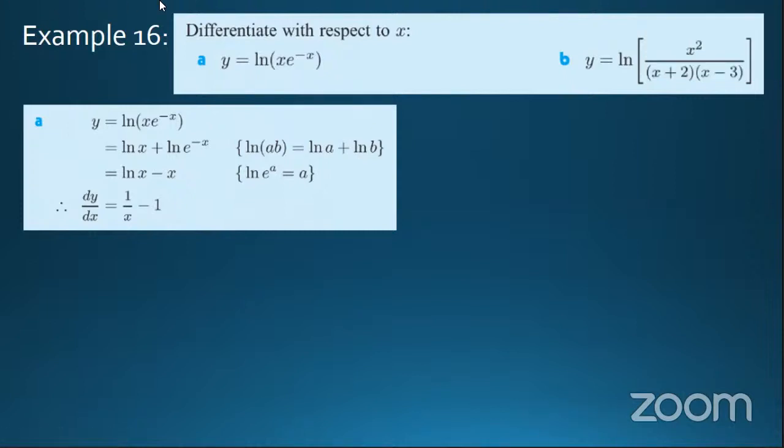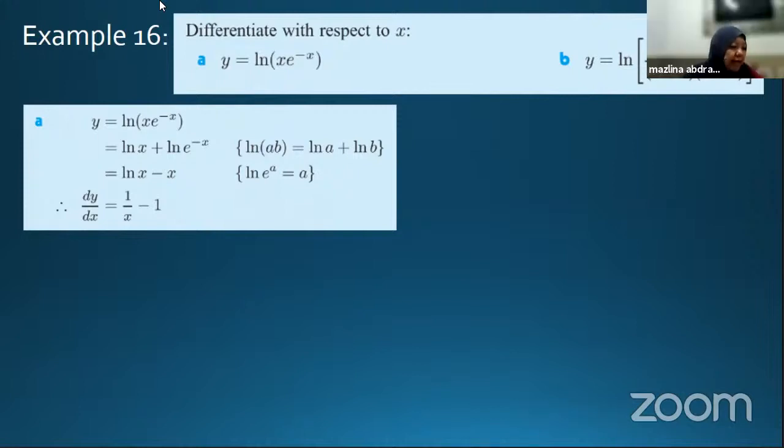For B, use the second rule. The second rule is ln A over B equals ln A minus ln B. Okay, right. So what is the answer? I didn't get it, but I think it's the whole top one minus the whole bottom one. Betul?